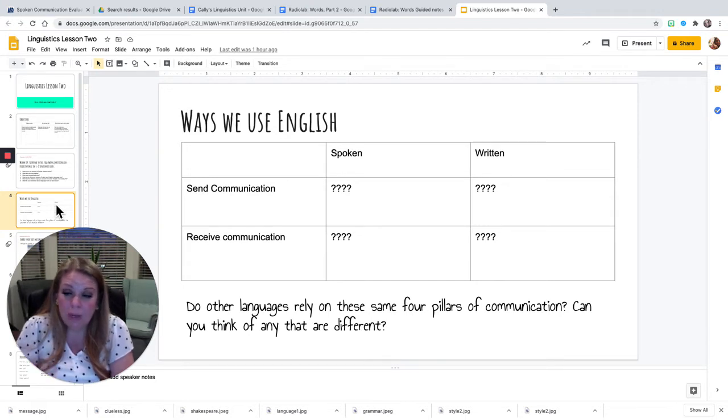But all of the ways that we communicate really can be broken down into 4 different ways. We send communication and we receive communication. When we send communication, we can do that verbally by speaking, or we can do it in writing. So that's speaking and writing, and then we receive communication by either listening or reading. And this is actually the 4 strands of English language arts, Common Core or State Core standards that we use: reading, writing, speaking, and listening.